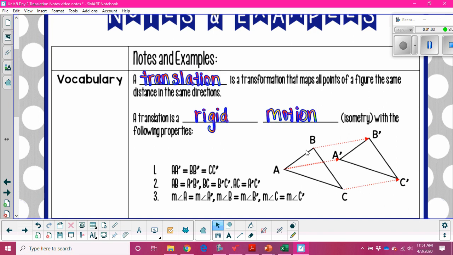We also know that isometries preserve distance. So segment AB is the same as A prime B prime, BC is the same as B prime C prime, and AC is also the same as A prime C prime. We also know that isometries preserve angle measurements. So the measure of angle A is equal to the measure of angle A prime, the measure of angle B is equal to the measure of angle B prime, and the measure of angle C is equal to the measure of angle C prime.